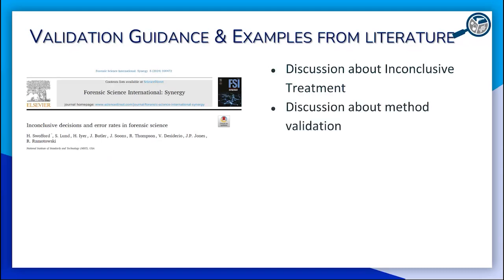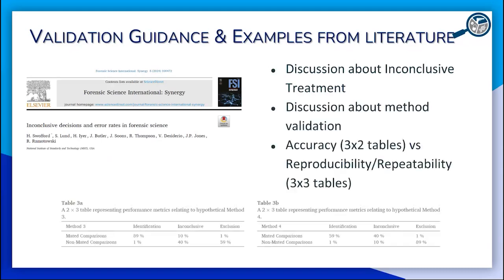They also have a discussion on method validation and a discussion about accuracy versus reproducibility. Here's an example of two hypothetical methods, method 3 and method 4. You can see the false positive rate here is 1% for both, but the methods are not really equal. Here we have a higher sensitivity, correct identifications, whereas method 4 has a higher specificity versus sensitivity. So it's a nice general big-picture article that's probably worth reading to get a better idea about method validation and some of these bigger concepts.